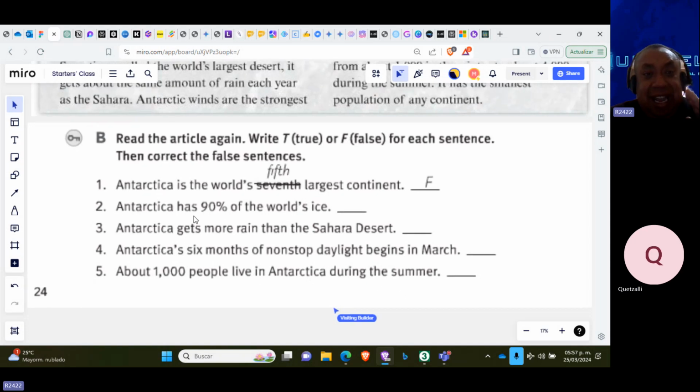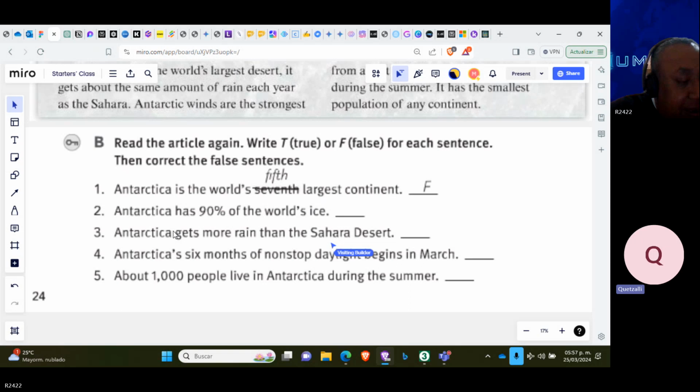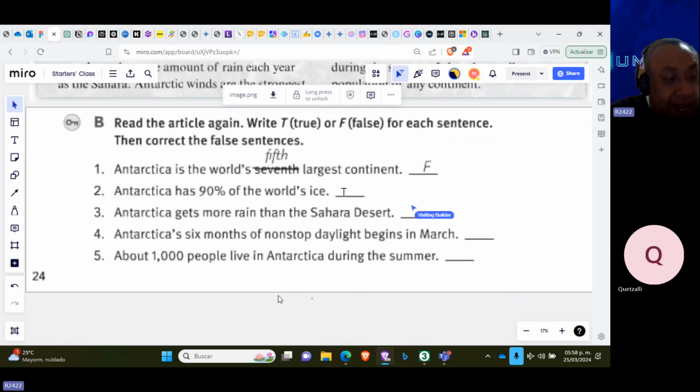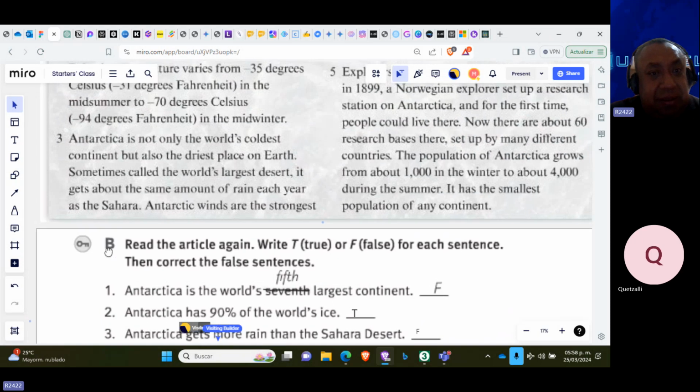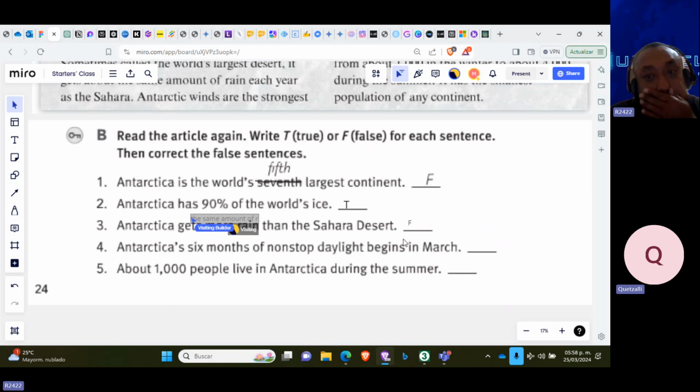First question, number two, Antarctica has 90% of the world's ice. True or false? It's true. It's true, exactly. Very good. Number three, Antarctica gets more rain than the Sahara Desert. It's false, very good. And the correct answer is, I think, the same amount, no? Let me see. Yes. The same amount, exactly, the same amount of rain. Very good.